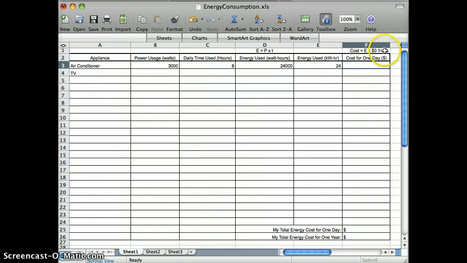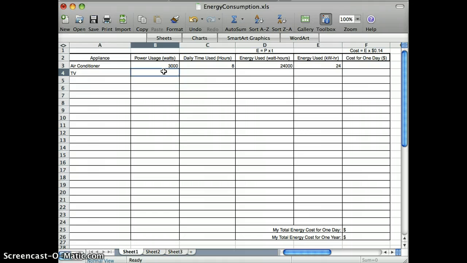An average charge nowadays is about 14 cents. So we're going to take our energy, our kilowatt hours, times 14 cents per kilowatt hour to get our total cost for one day. Now I can do the same thing with my TV.